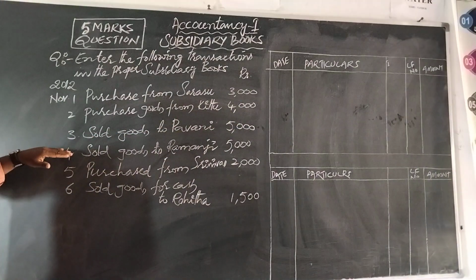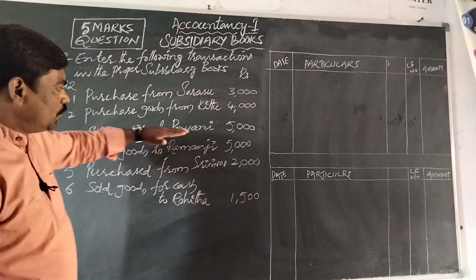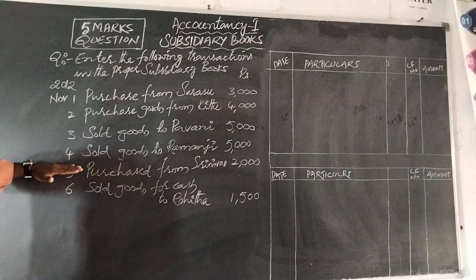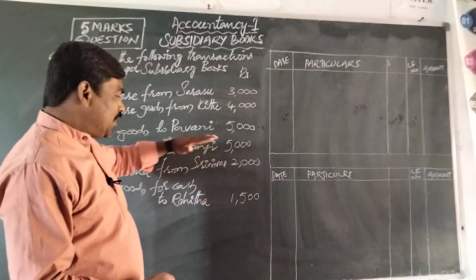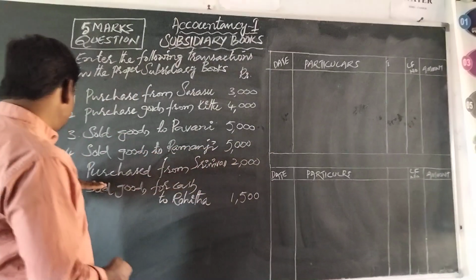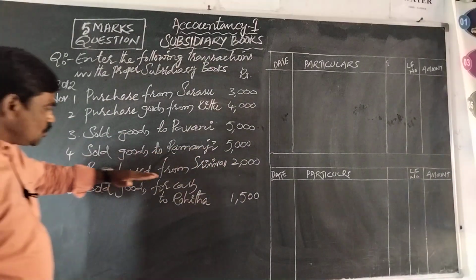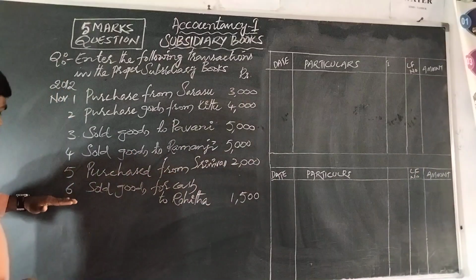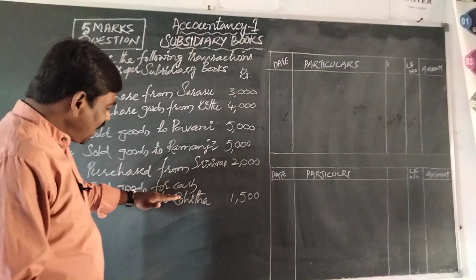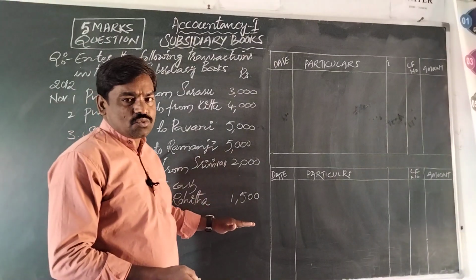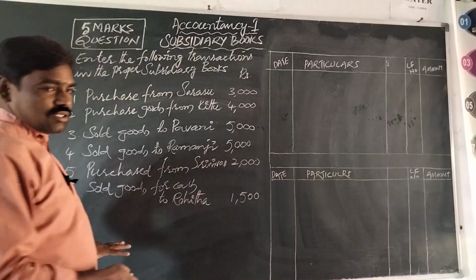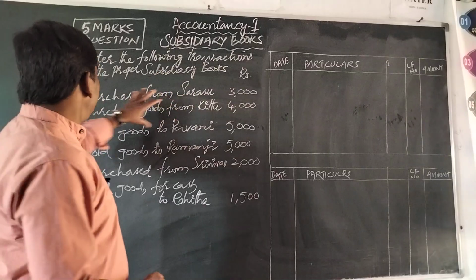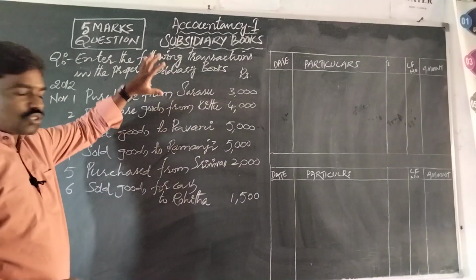And on November 3rd, sold goods to Pavani, rupees 5000. Come to November 4th, sold goods to Ramanji, rupees 5000. And on November 5th, purchased goods from Srinivas, rupees 2000. And on November 6th, sold goods for cash to Rohita, rupees 1500. These are the transactions given in the problem, and you are asked to prepare the necessary or proper subsidiary books.